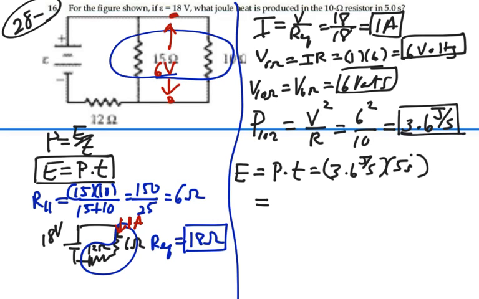So that will give us 18 joules. So we'll have 18 joules of joule heat produced in the 10 ohm resistor in 5 seconds. That's our answer, 18 joules.